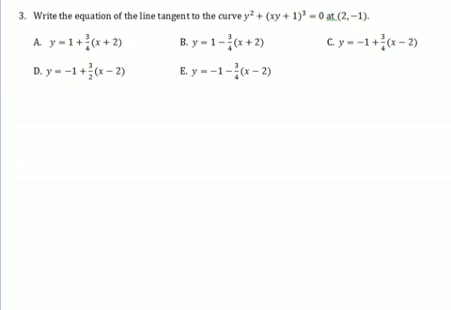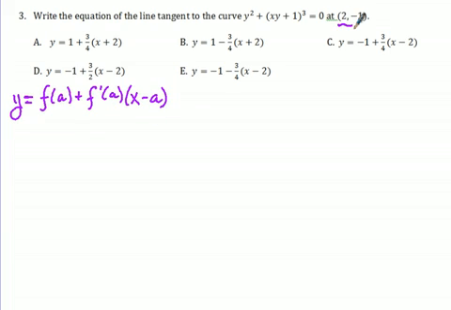All right, question number 3. This is the one that's been giving a lot of us trouble. We need to write the equation of a line tangent to the curve, this curve that they give us at the point 2, -1. So remember, whenever you see tangent line, I want us to write out our formula. Y equals f of a plus f prime of a times x minus a.